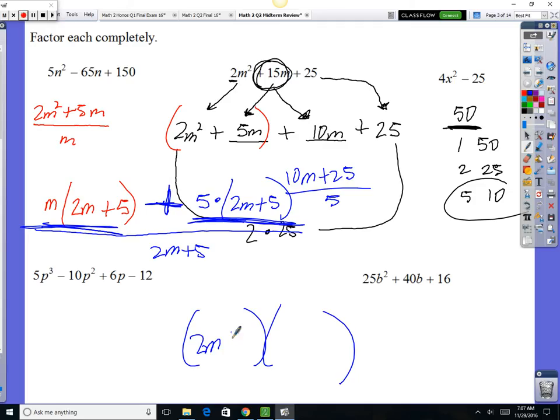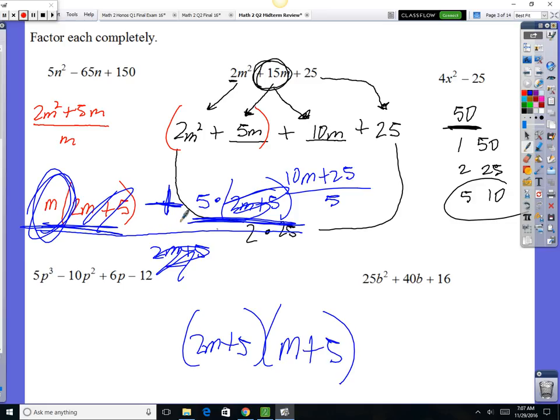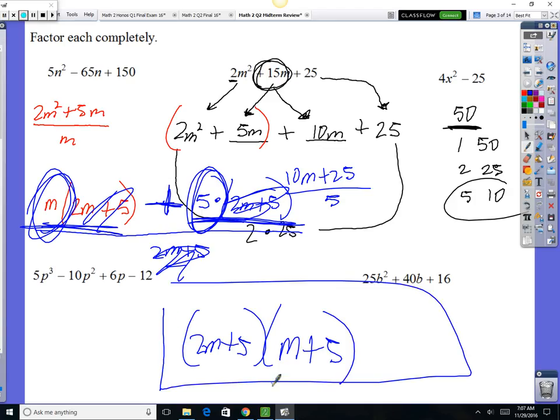So 2m plus 5, and if you factor out a 2m plus 5, your leftovers are going to be m and 5. It's going to be these guys out front. And this is your answer.